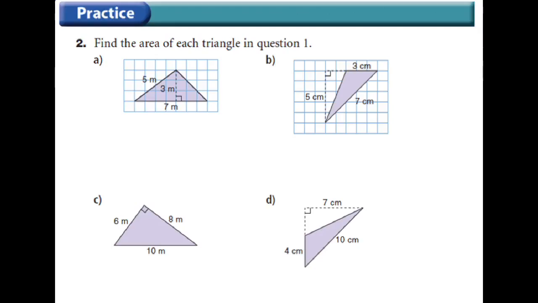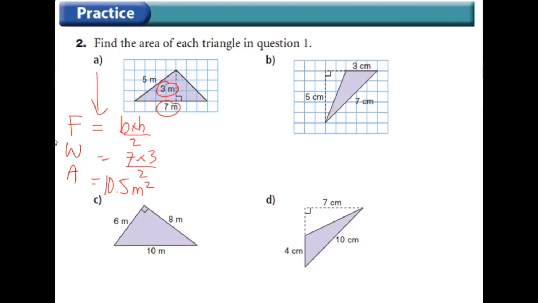We wanted to find the area. So our formula, work, answer method. Formula is base times height divided by 2. Our base is 7. Our height is 3, and we divide that by 2. 21 divided by 2 is 10.5, and we add our units, meters squared. Notice that my equal signs are all lined up vertically.